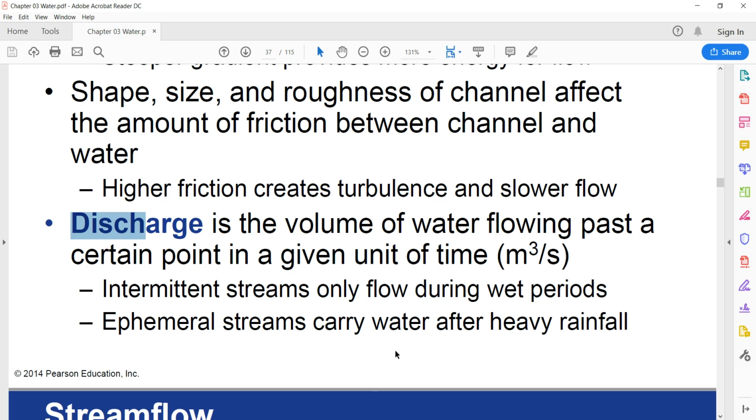There are two terms related to discharge: intermittent streams and ephemeral streams. These are two different types of streams defined based on how long during a year they remain wet. Intermittent streams only flow during wet periods, which is your rainfall season. For Florida, it is mostly from August till November. You get a lot of rain, and these intermittent streams will have water only during this time. On the other hand, ephemeral streams are those streams which carry water after heavy rainfall. These go dry soon after the rainfall event is over. They will remain wet during an extremely heavy rainfall event, which fills the stream, and then the slope will move all this water away from the stream. So these ephemeral streams will dry out after the rainfall event is over.